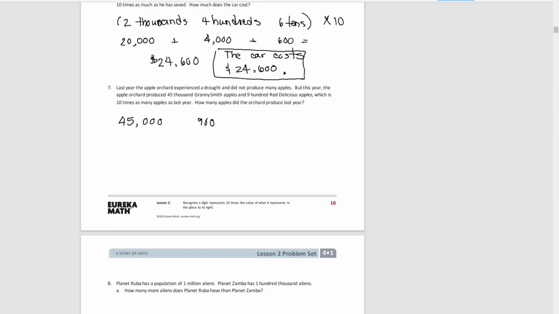So if this is 10 times what they did last year, then these numbers together divided by 10 would give us 4,590. So last year, the orchard produced 4,590 apples.